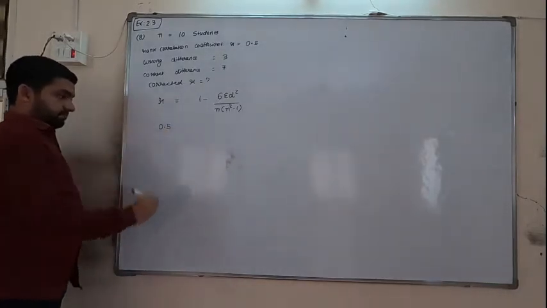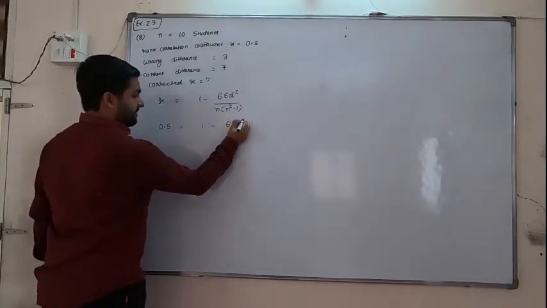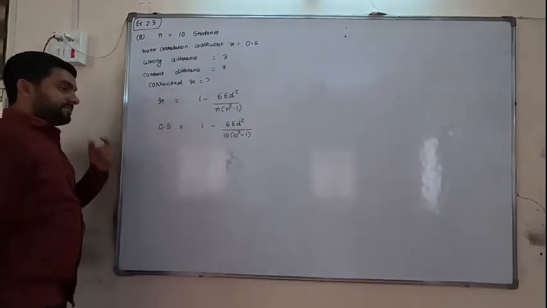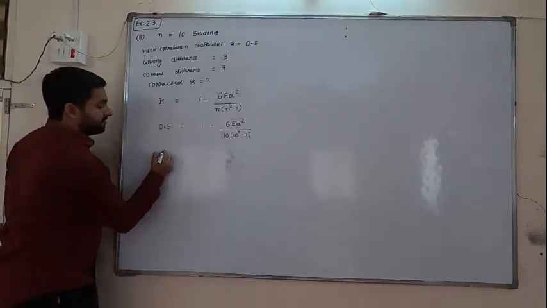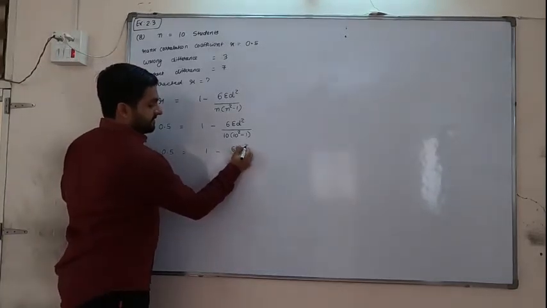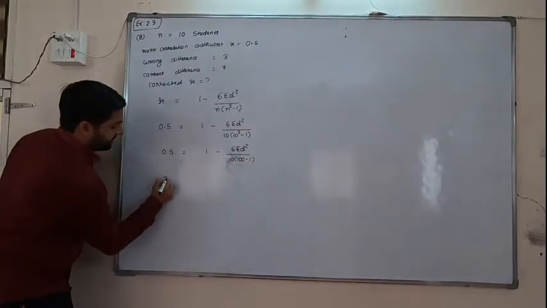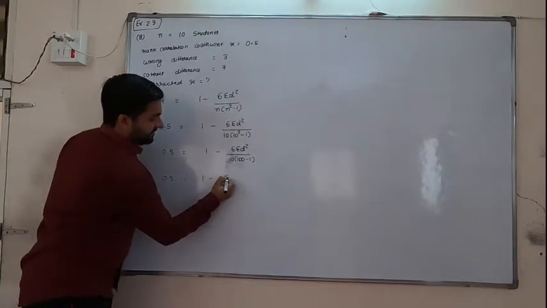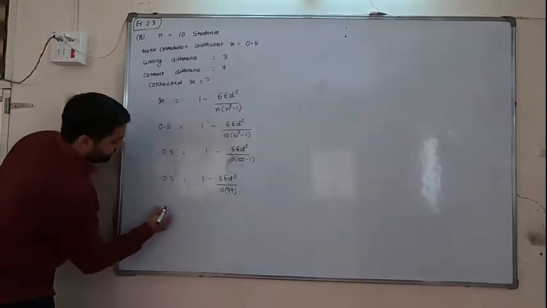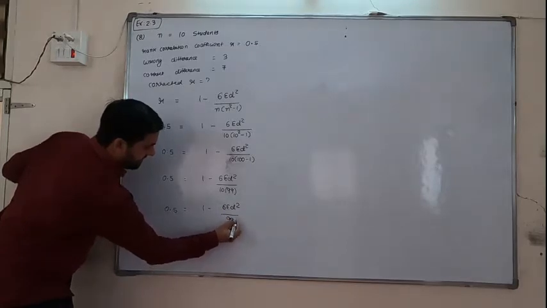Instead of R we have 0.5 is equal to 1 minus 6 sigma d square divided by 10 in bracket n square minus 1. So solve it as far as we can. 0.5 is equal to 1 minus 6 sigma d square divided by 10 in bracket 100 minus 1, which is 10 into 99. So 0.5 is equal to 1 minus 6 sigma d square divided by 990.